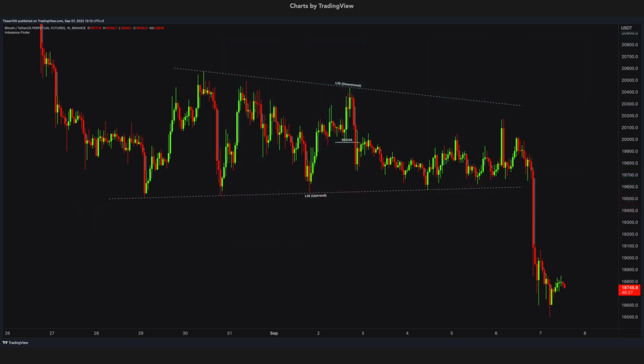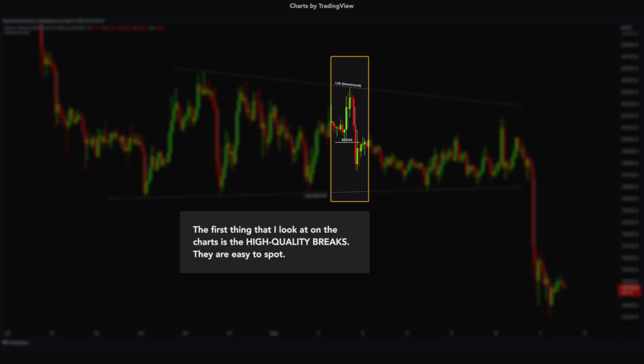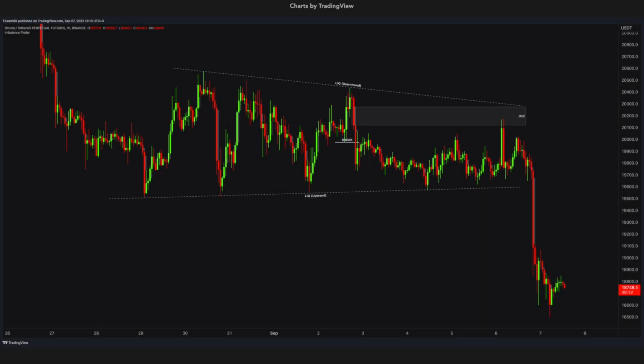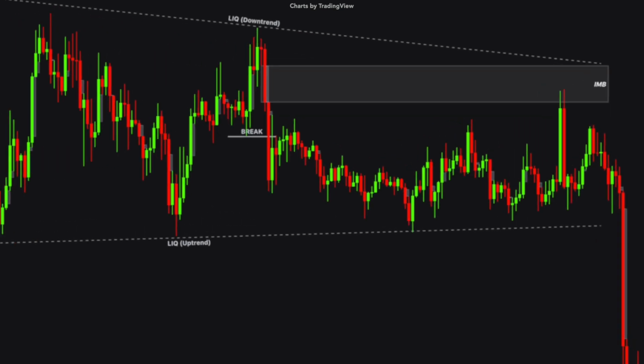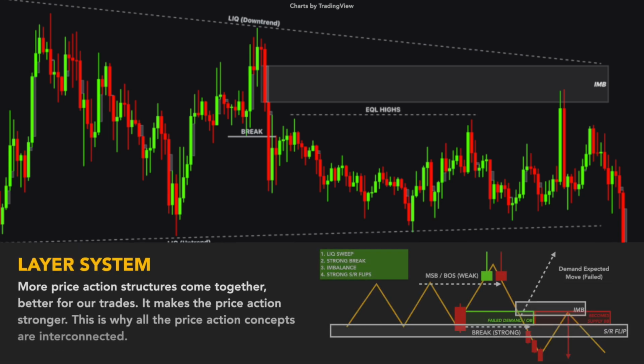When I look at this chart, the first thing that I look for is sharp and high-quality breaks. Then I generally wait for other price action structures to form around these sharp breaks. You can notice the sharp break here, very high quality and very quick. You can see the imbalance it leaves behind, very large and powerful. Then the equal highs, as you already know. The equal plus imbalance combo is my favorite entry and target.